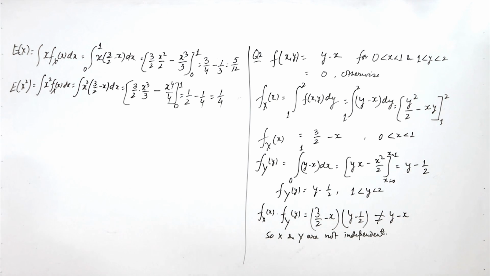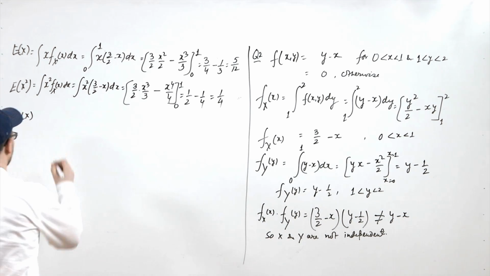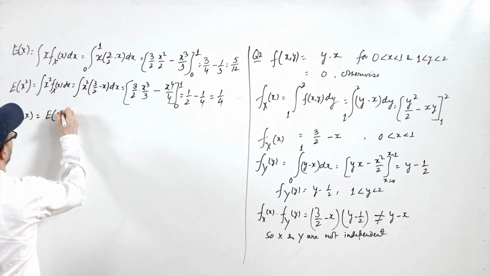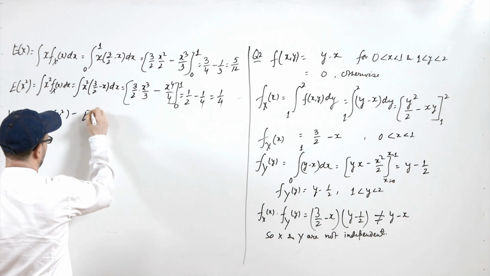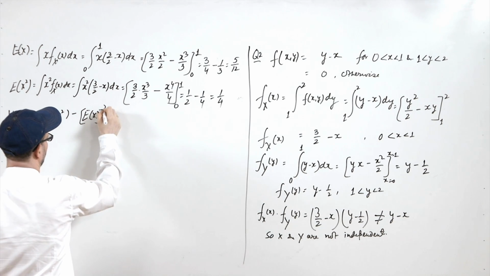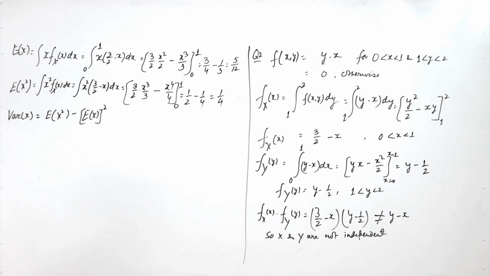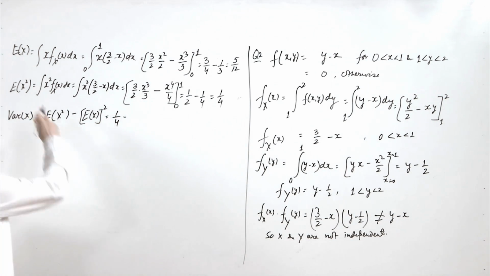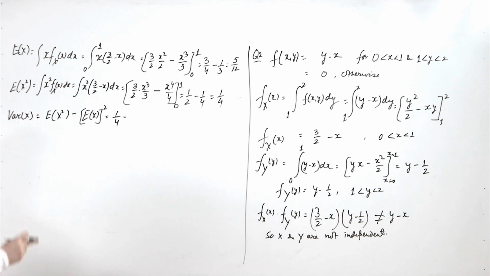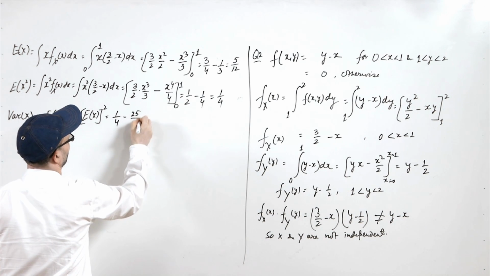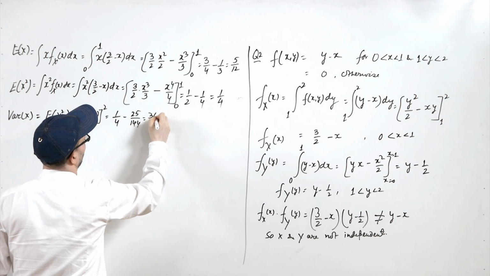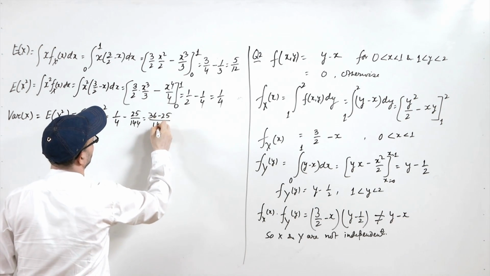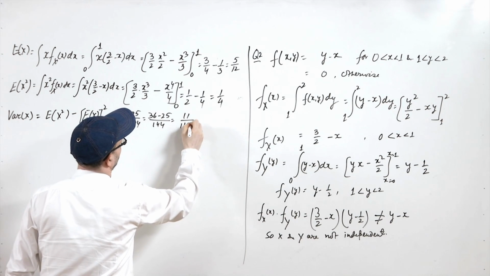Next, we have Var(X). Var(X) will be E[X²] − (E[X])². This is the meaning of variance. So, E[X²] we computed as 1/4, minus (E[X])², which is (5/12)², that is 25/144. So, it will be (36 − 25)/144, which is 11/144.